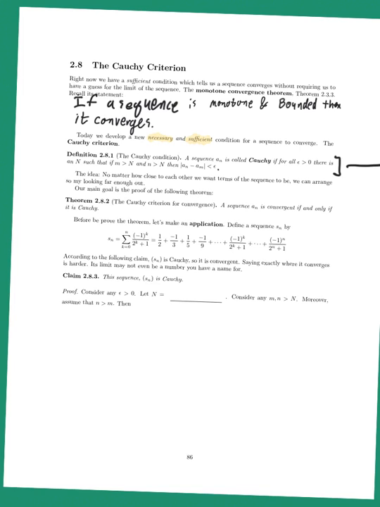So here's the main goal, the Cauchy criterion for convergence. A sequence is convergent if and only if it is Cauchy. That's what necessary and sufficient means. If a sequence is convergent, then it is Cauchy, so Cauchy is a necessary condition for convergence. If a sequence is Cauchy, then it is convergent, so being Cauchy is also sufficient to conclude the sequence converges.